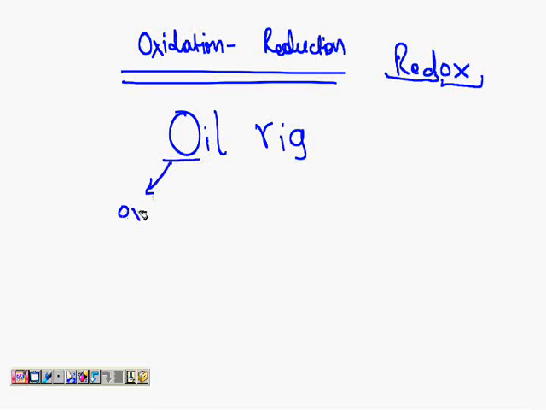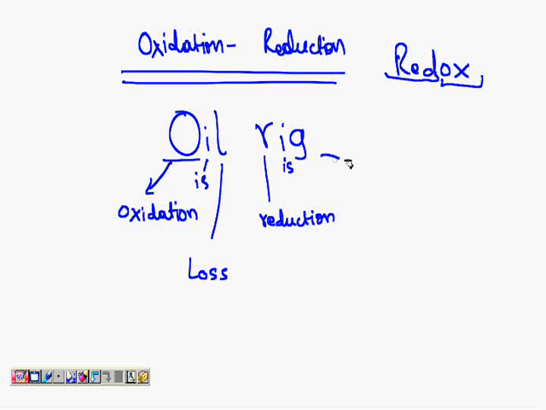Okay, O is oxidation. So oxidation is loss of electrons. R stands for reduction. Reduction is gain of electrons. Okay. Now I'll just consider a few examples to explain where oxidation is taking place and where reduction is taking place. Okay, we have considered here electrolysis of sodium chloride, that is NaCl.